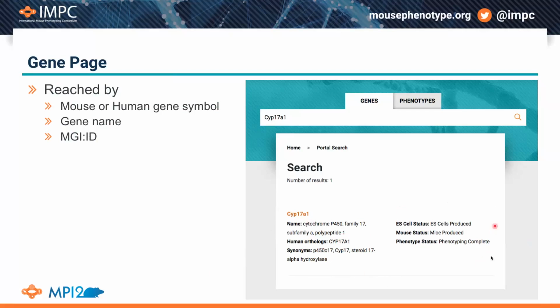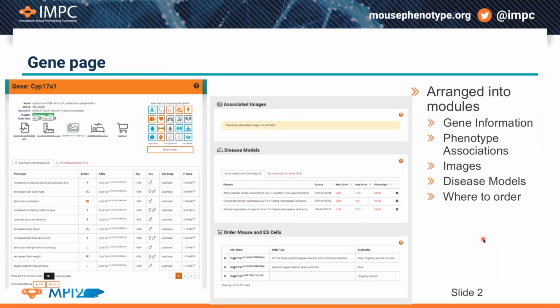Then we also have some mouse-specific information. Is there a mouse produced? Is there phenotype data produced? When you click on that, you'll go to a fairly long gene page with modules. The modules are arranged for gene information, phenotype associations that we have, images, disease models, and where you can get the mice. So to walk through those different modules.